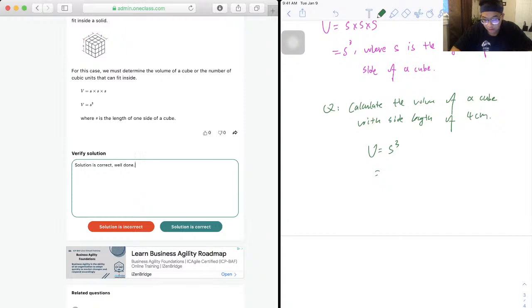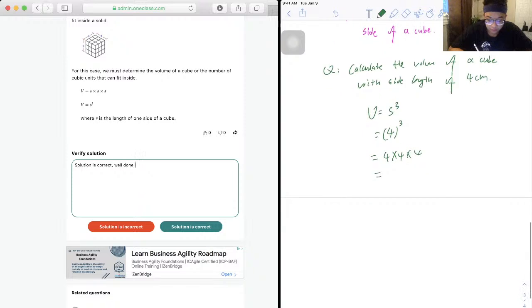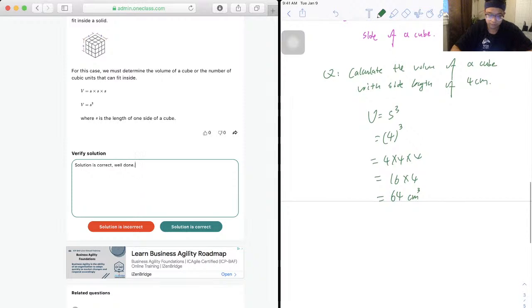So in this case, our side length is 4 centimeters, so it's going to be 4 to the exponent of 3. So we have 4 times 4 times 4, which is equal to 16 times 4, which gives us 64 centimeters cubed. That's our volume.